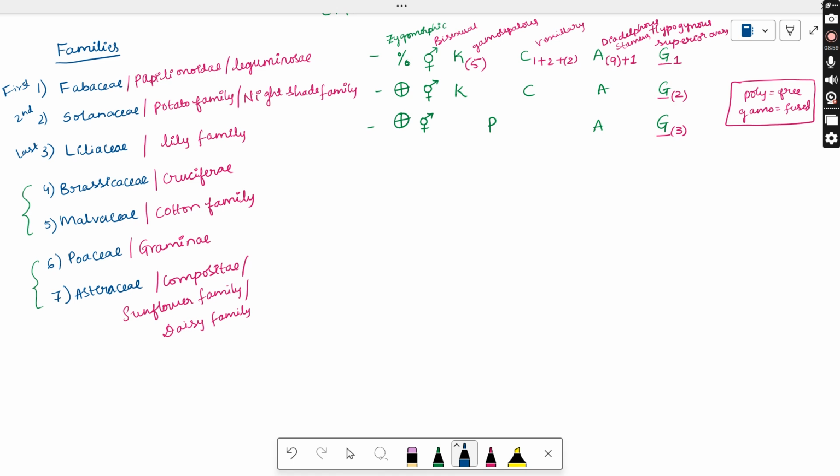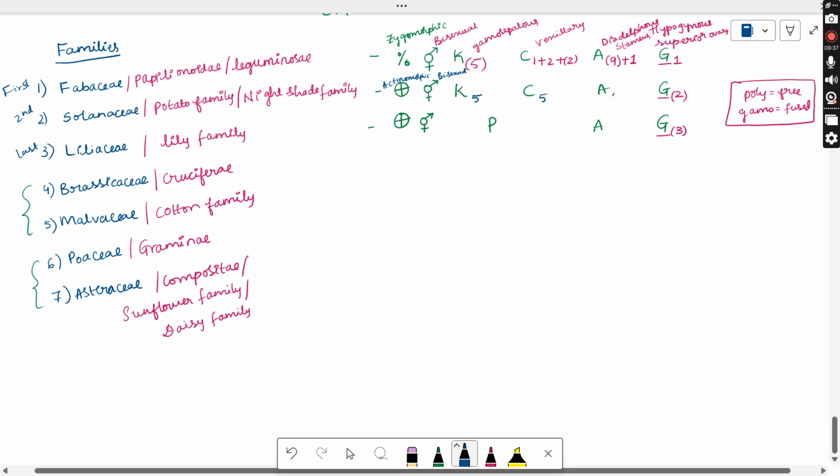Coming to Solanaceae, this is the second one, also called the potato family or the nightshade family. The flowers are showing actinomorphic type of symmetry, not the estivation. Whatever plane you cut, they will be showing the radial type of symmetry. These flowers are bisexual, they contain both the androecium and gynoecium, both male and female reproductive parts. And here the calyx, corolla, androecium are all 5. So I'm giving the number 5, 5, 5.